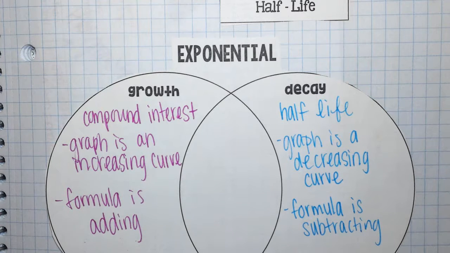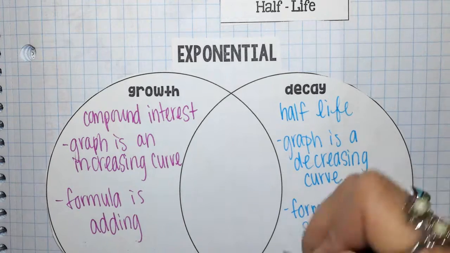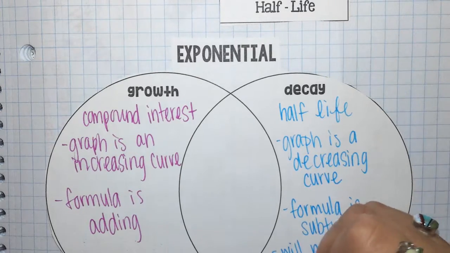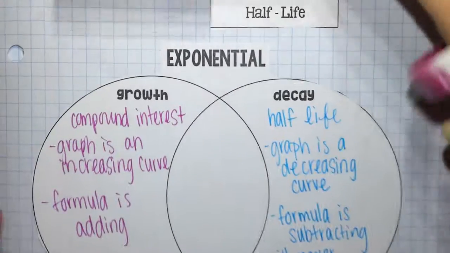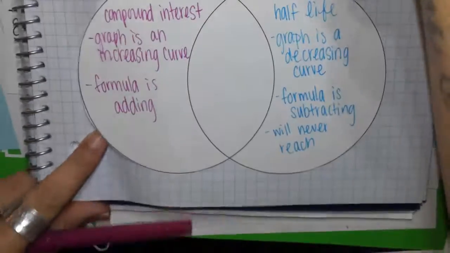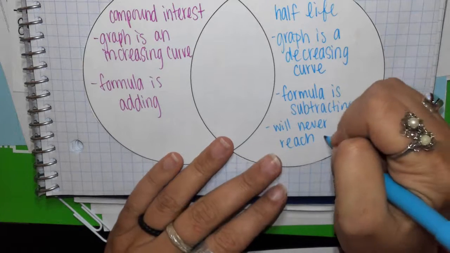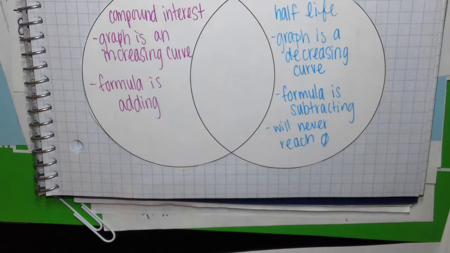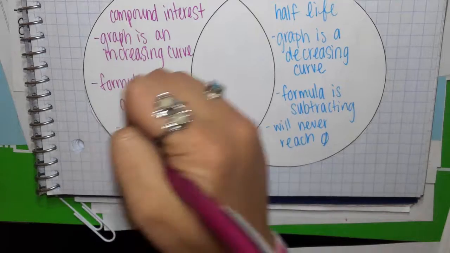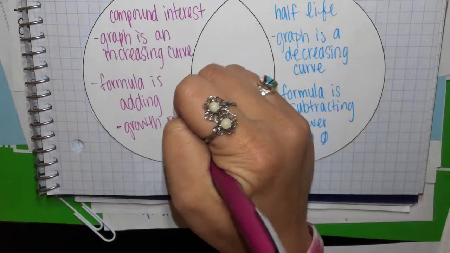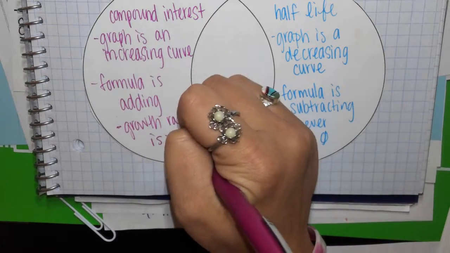Will a decay ever reach 0? No. Nope. Oh, you can't see what I'm writing. I'm sorry, guys. I usually read it out, but then y'all still say, I can't see it. Can a growth reach 0? Nope, because it's growing. Well, then wouldn't we put it in the middle? A growth is going to be greater than 1. So a growth rate is greater than 1.